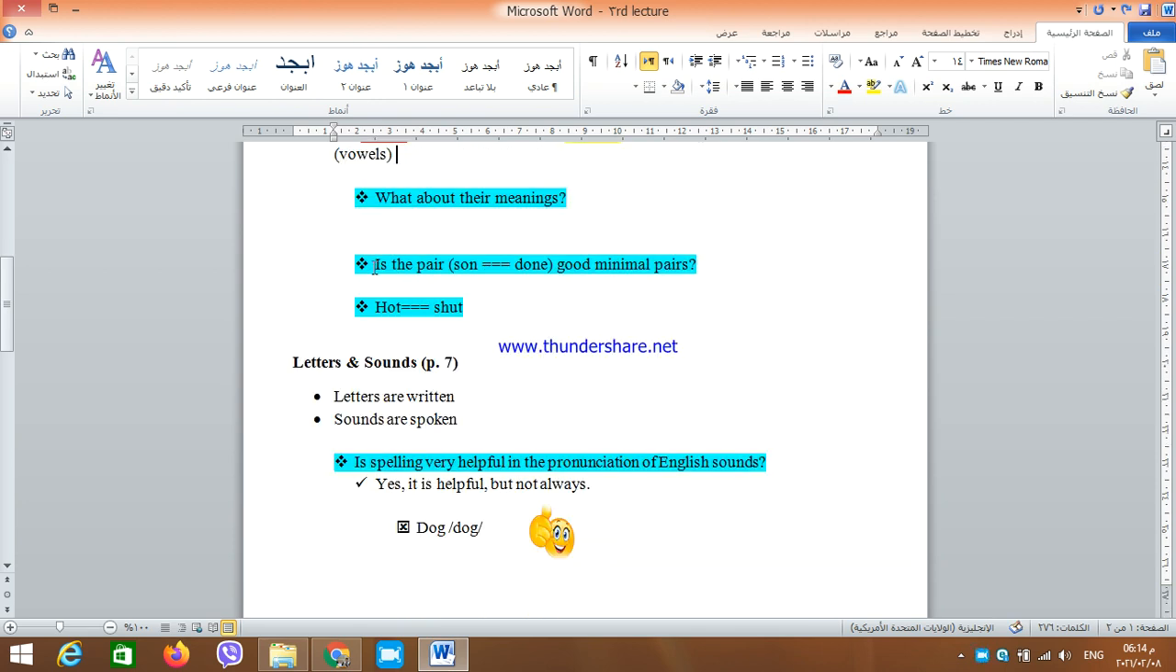Now let's take this example. Is the pair sun and dun a good minimal pair? Is this a good minimal pair?